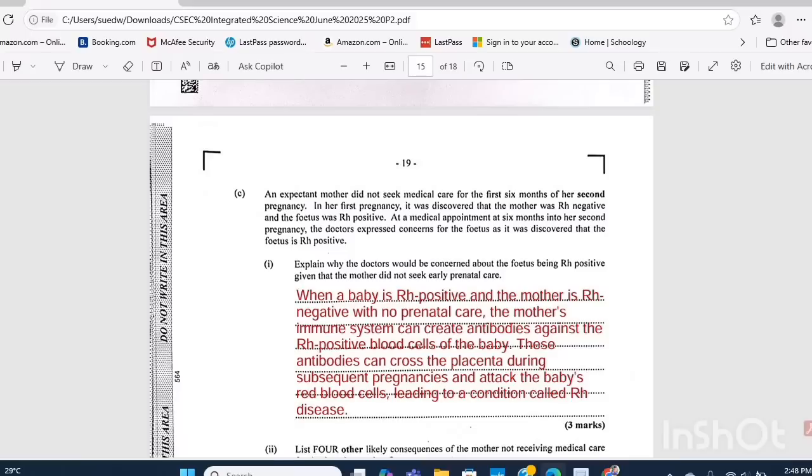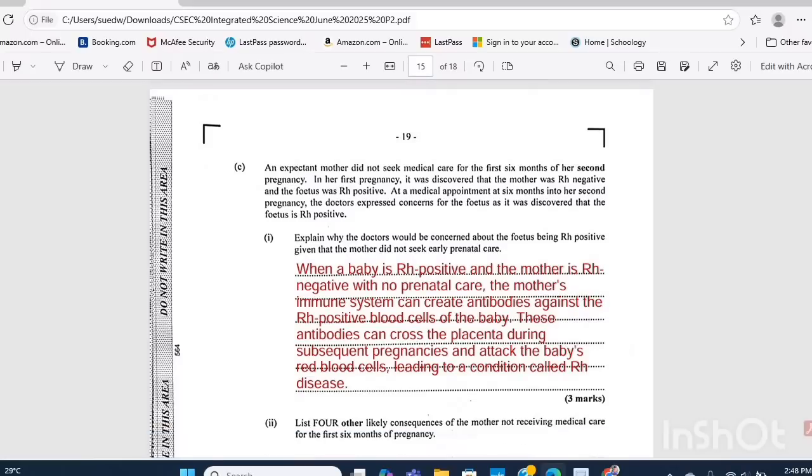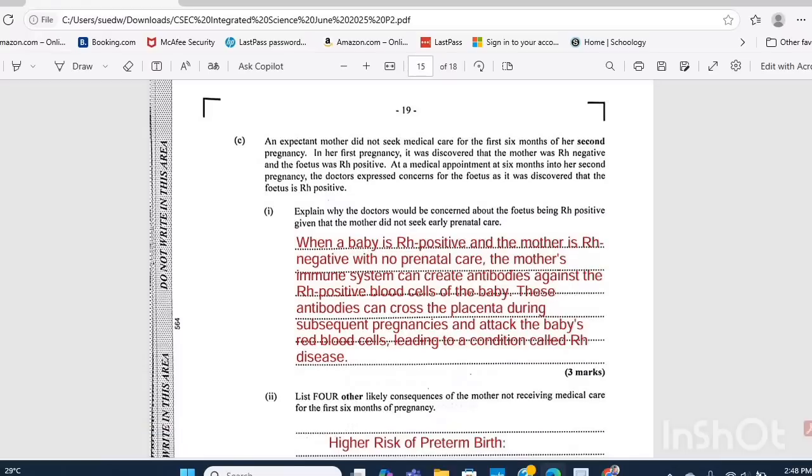And this is why it is so important for expectant mothers, as soon as they find out that they are pregnant or expecting, to make an appointment for the doctor, especially if it is a second pregnancy, because most of the time this is when we see the Rh factor coming in. All right, but it must be noted that once you find yourself pregnant, it is important to visit the doctor immediately.